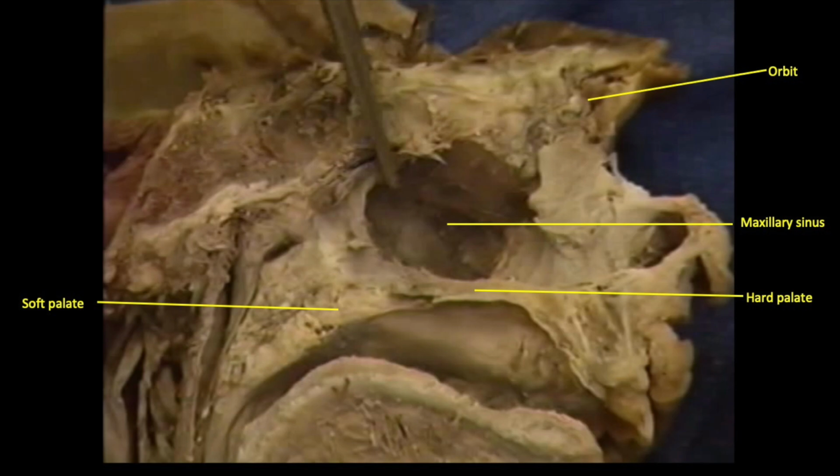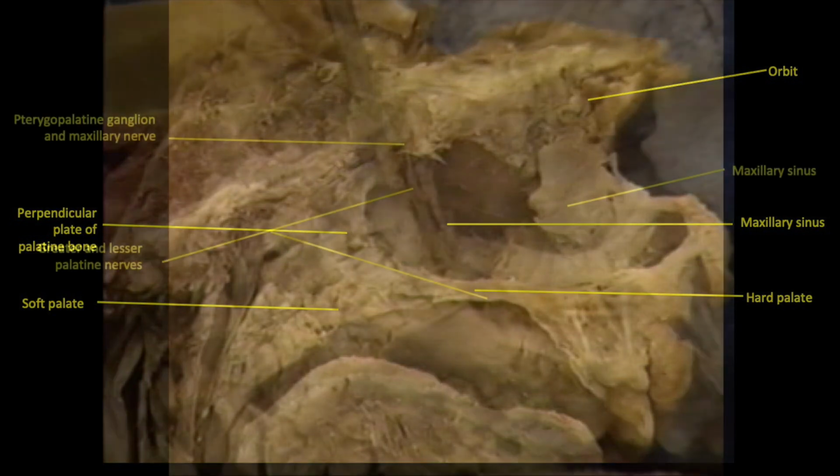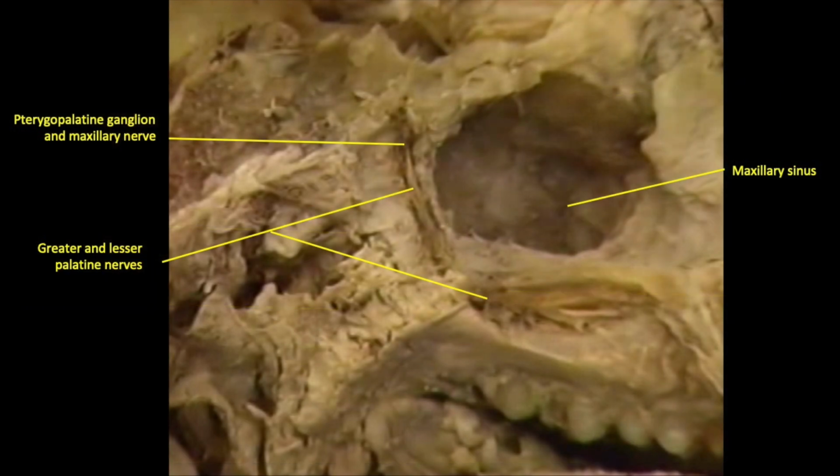For orientation purposes, the hard and soft palate are labeled, as is the orbit. In this image also, we can see the perpendicular plate of the palatine bone covered with mucosa. If we remove the mucosa and the bony vertical plate of the palatine bone directly posterior to the maxillary sinus, we see a canal that conducts the greater and lesser palatine nerves arising from the pterygopalatine ganglion. The nerves will supply the hard and soft palates, respectively.